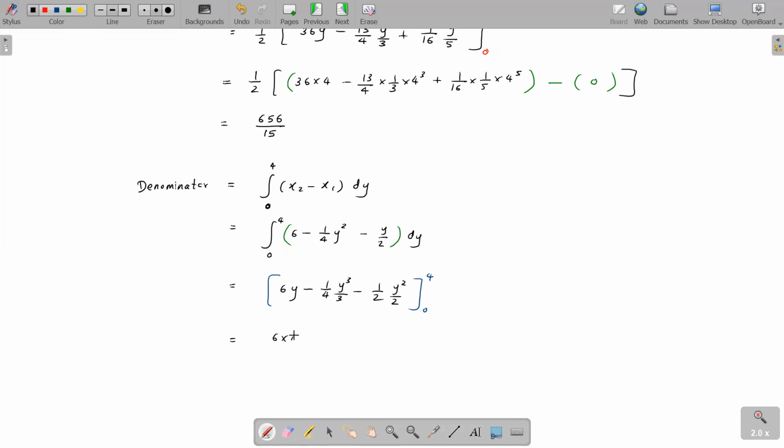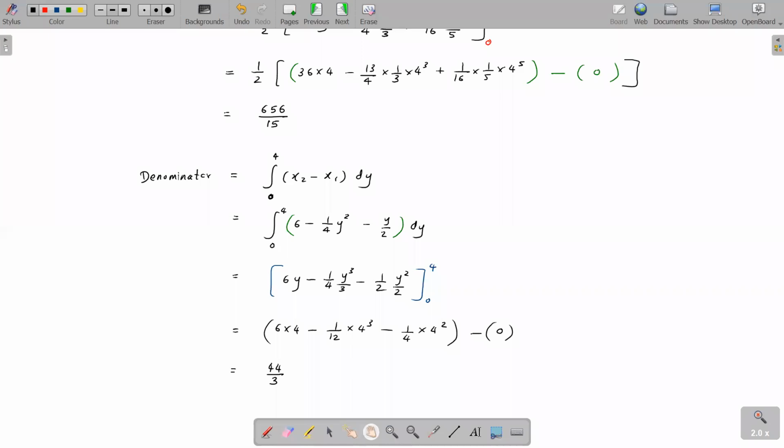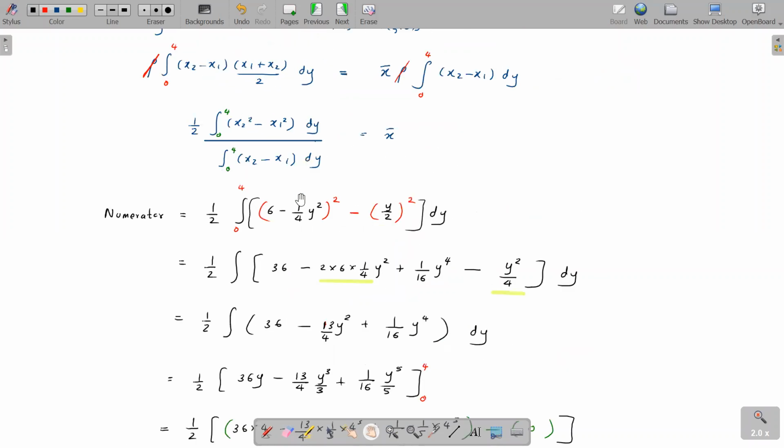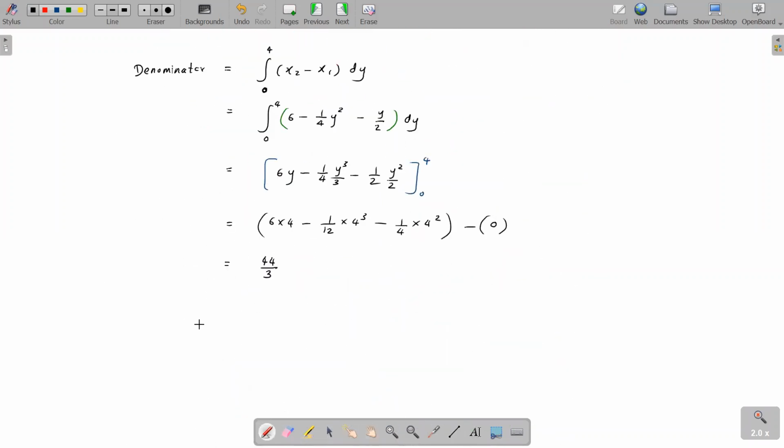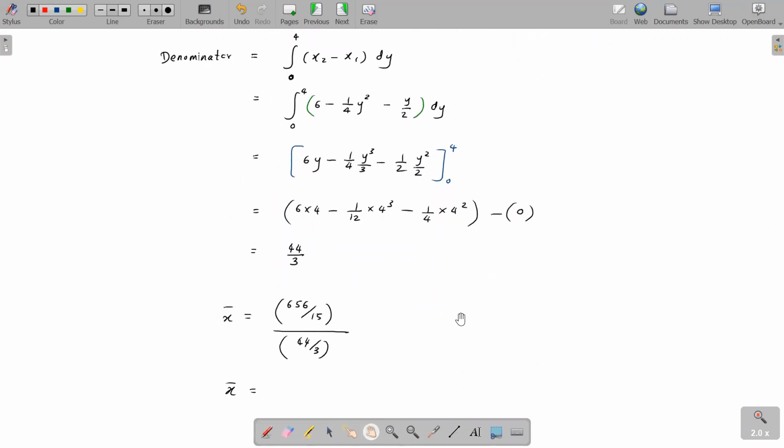All right, so let's apply the limit. 6 into 4, 1 over 12, y cube, that's 4 to the power 3, half into half, that's 1 over 4, 4 square. Minus, next you limit by input 0, so that's all zeros. Get this answer? All right, guys, so we have the answer 44 over 3. So I have my numerator and denominator, so just substitute and get the x bar. So x bar equals numerator was 656 over 15. Denominator is 44 over 3. And this gives us x bar. So what's the x bar value?